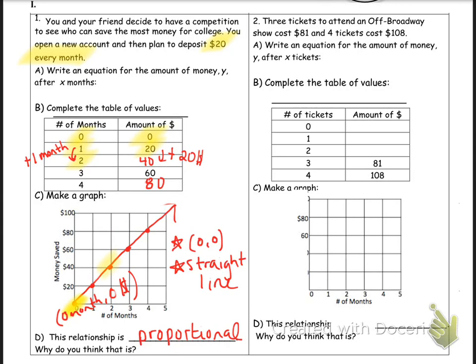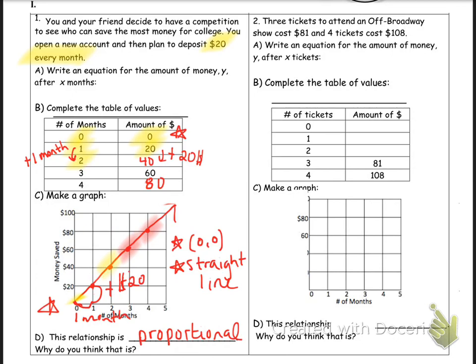At this point, he had been there 2 months, he had $40. So for every month, he is putting in $20. So each time we go up by 1 month, for every month he's going up $20. So that is a proportional relationship because it starts at 0, 0, and you can tell that in the graph and in our chart, and it increases by the same amount every month.